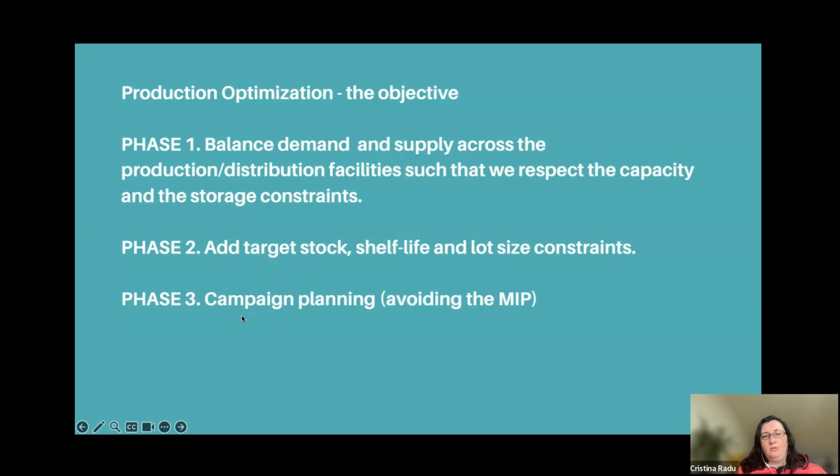And eventually we'll talk about campaign planning, which is again a requirement that doesn't always exist. It's quite popular. And as I explained before, this is typically implemented using a mixed integer programming model, but we are going to see the various ways of going around that because MIPs are not very performant.